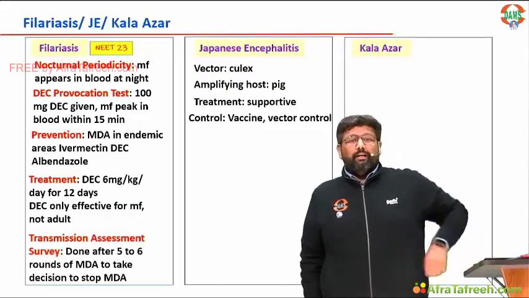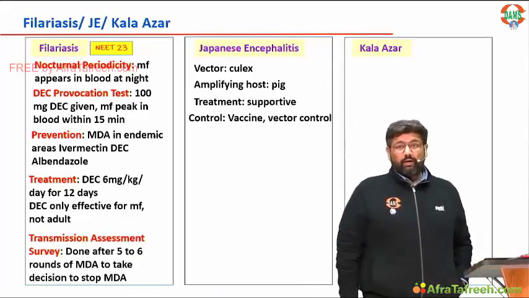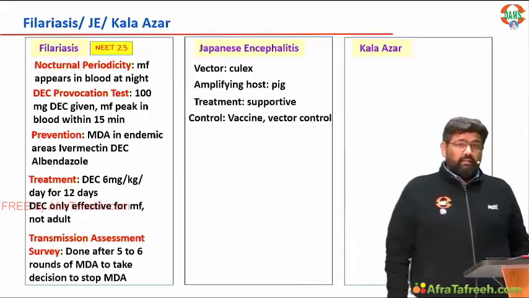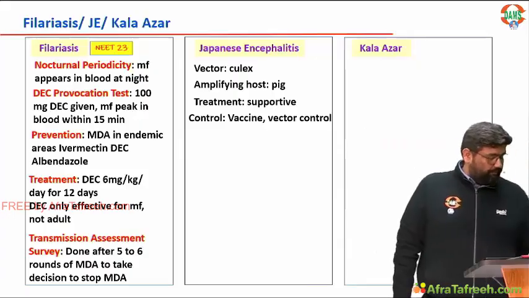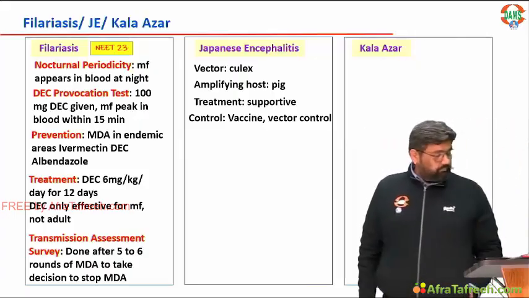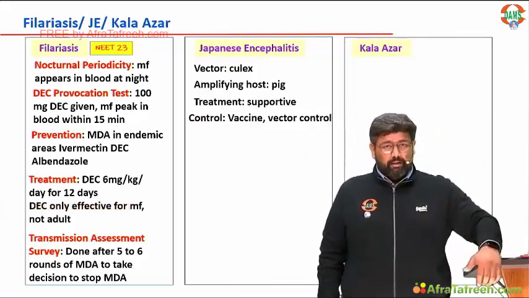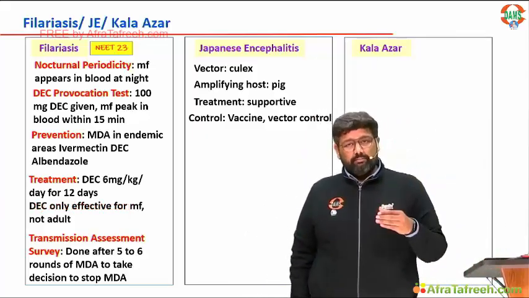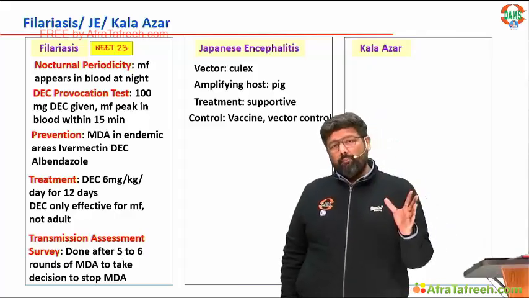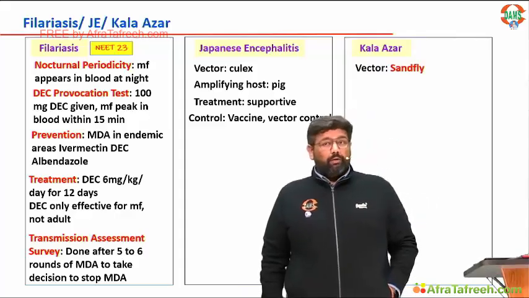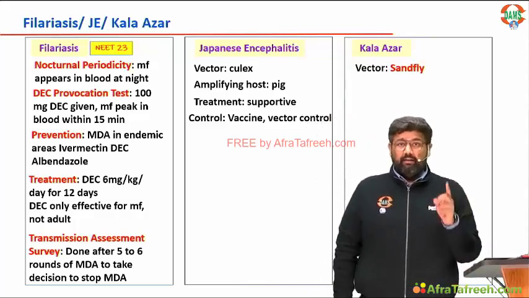Now, transmission assessment survey is your INICET question. It is done after 5 to 6 rounds of MDA, looking for microfilariae in blood. If this transmission assessment survey is satisfactory, we stop MDA. Now coming to Kala Azar, vector is sandfly.